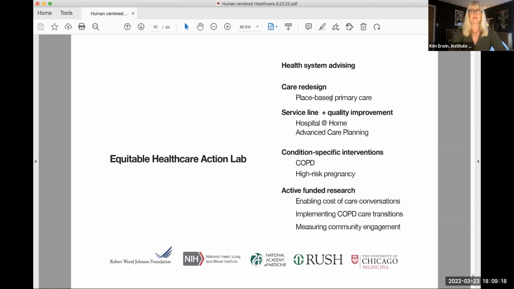And the things that we do include health system advising. It's become clear to me that there's a lot of interest in health systems in employing designers, but they don't know how to do it. They don't know where to put them in the org chart. They don't know what they should be asking of them. They don't know how to measure them. And they don't know who they should be hiring exactly, because are all designers alike? These are the questions that I run into.